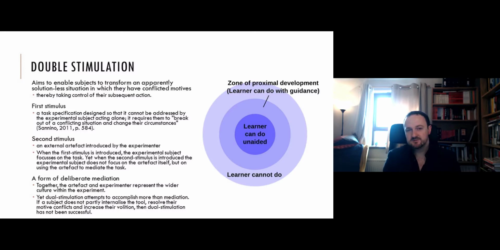So the zone of proximal development is, if you look at the diagram on the slide, the concentric circle in between what the learner cannot do at all and what the learner can do unaided. It's the one that sits at the border between those two.